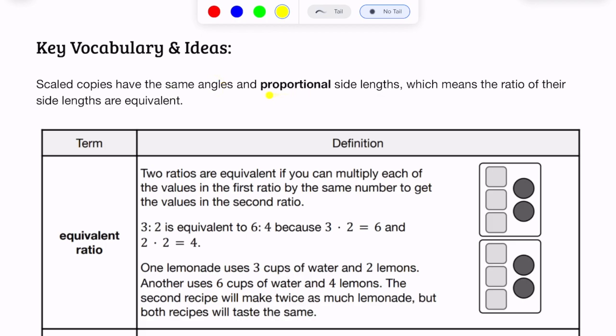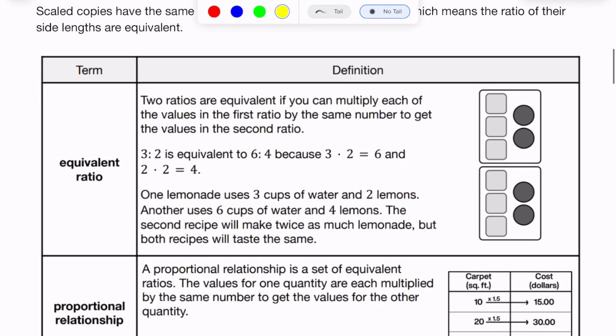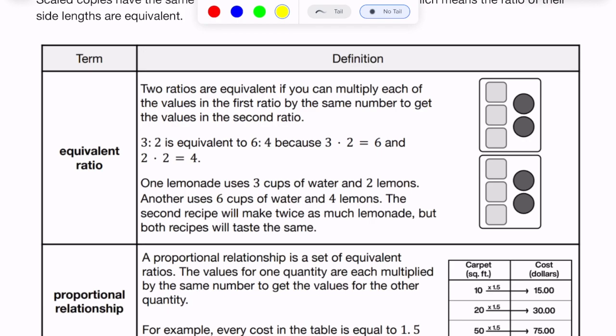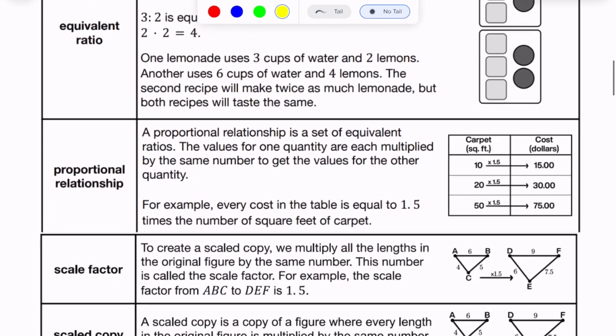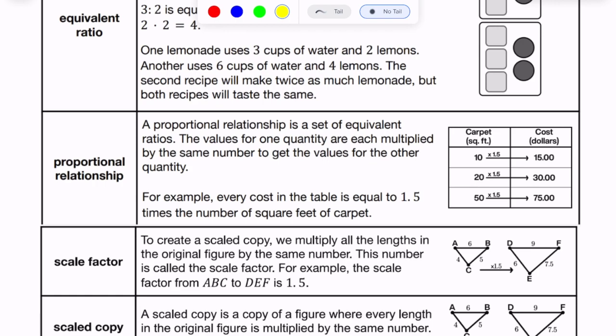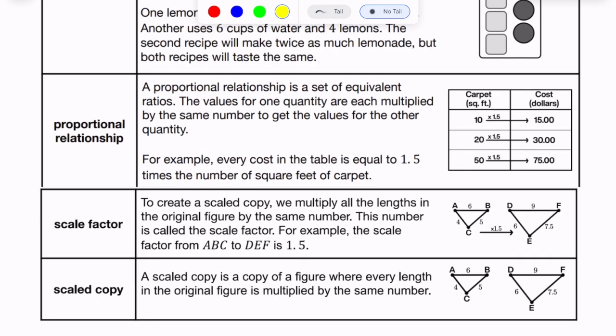And then proportional side lengths, and that's what we were just talking about. If the ratio of their side lengths are equivalent, then they're proportional. Okay, and then that's one of those vocabulary words. Here we have the definition of equivalent ratios. And then here's the definition of proportional relationship, which is just a set of equivalent ratios. Okay, and you can see whenever we have a proportional relationship, there's some constant number that we can multiply one set of values by to get the new set of values. And that's basically the same thing as having a scale factor.